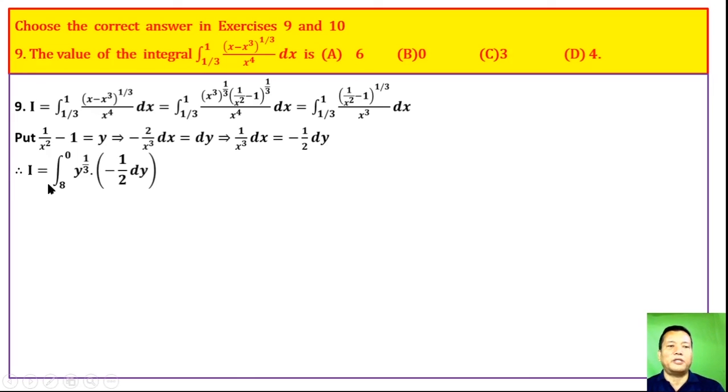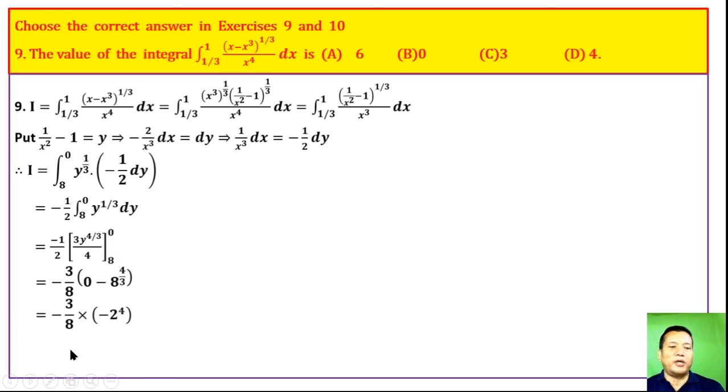Therefore, the given definite integral becomes from I to 0. The limit also changes. Y becomes, this becomes y, whose power is 1 by 3. 1 by x cubed dx is minus half dy. Applying the power rule, we get this, which is the integral. Putting y equal to 0 minus y equal to I, we get this. Evaluating, we get 6. From the 4 options, we have to choose option A.